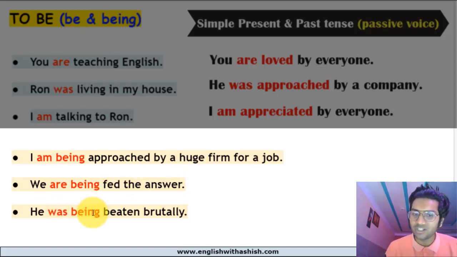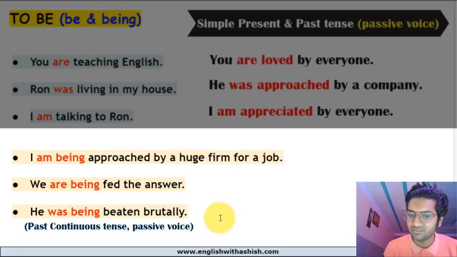Okay, he was being beaten brutally. Past continuous tense passive voice. Somebody was beating him brutally. Past continuous tense active voice. We don't know who that person is. He was being beaten brutally, right?